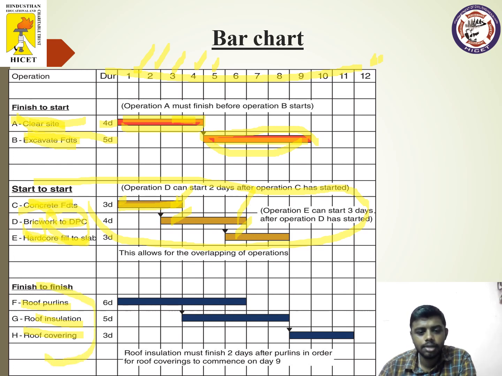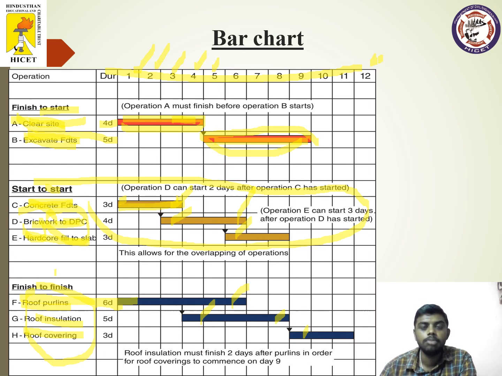And here also, if you take this part where F, roof purlins, requires 6 days, before the completion of activity F, G is started here, and before the completion of activity G, we are never going to start the next activity. That's because roof installation has to be done before roof covering. So with this model chart, a very simple bar chart for any project, finish to start, start to start, or finish to finish relationships can be understood clearly.